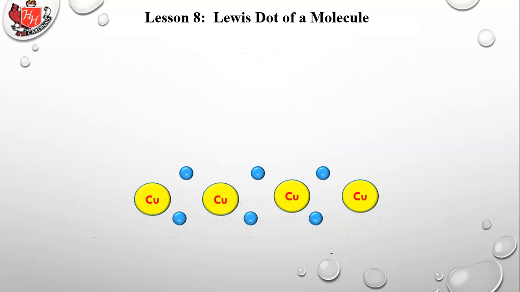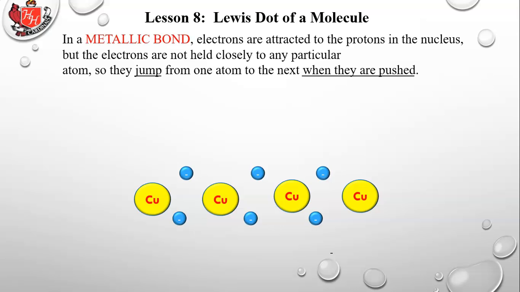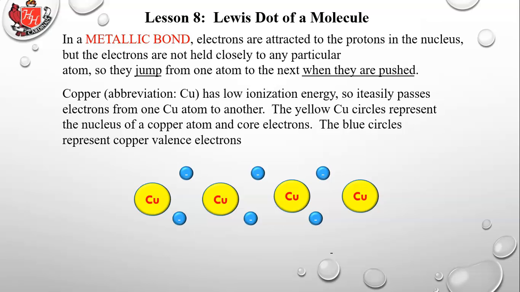Now we're going to spend one slide talking about metallic bonds. In a metallic bond, electrons are attracted to the protons in the nucleus, but the electrons are not held closely. So we're talking about metals now, like copper and iron and aluminum, things like that. So the electrons are not held closely to any particular atom. So they jump around from one atom to the next when they are pushed. So copper, abbreviation Cu, has low ionization energy for its valence electrons. So it easily passes electrons from one copper atom to another.